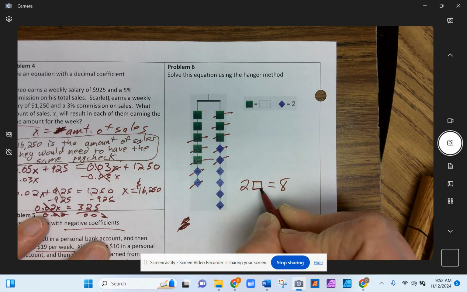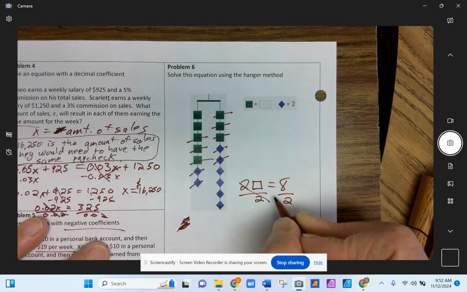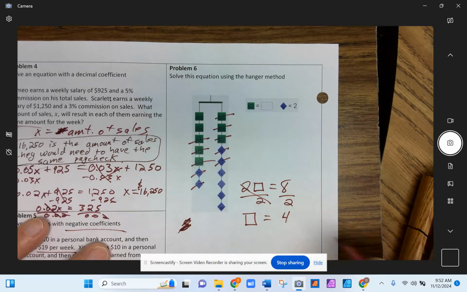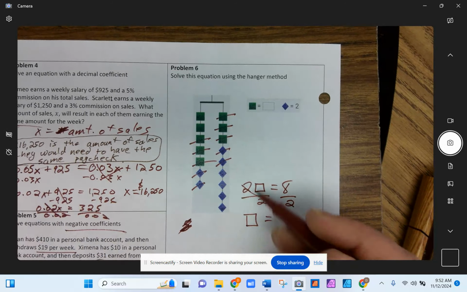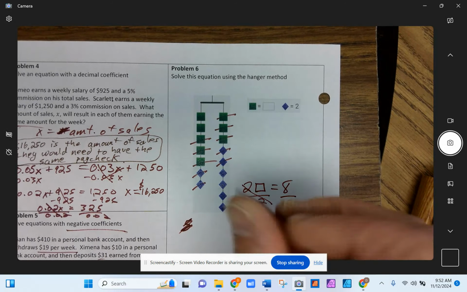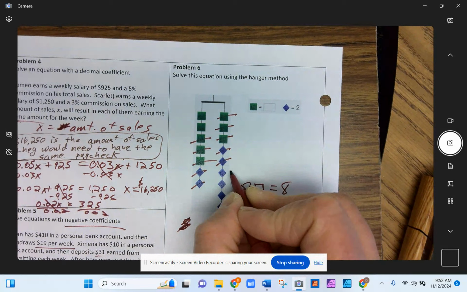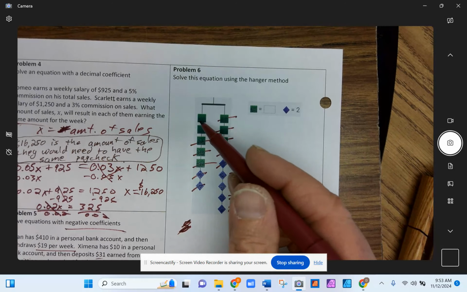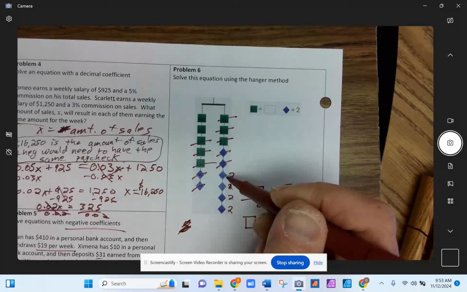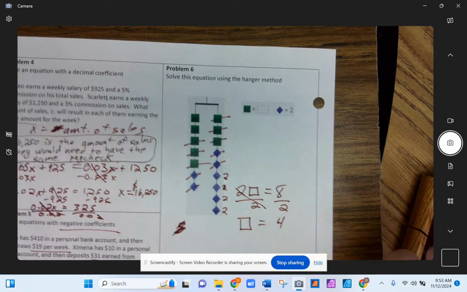So I have 2 times this, right? To balance that equation, I'm going to divide by 2, and I get my box is worth 4. So basically the hanger method allows me to simplify ahead of time before actually doing the math. But I could also think about it as having 1, 2 right here, and I know this is 2, 2, 2, 2. So that's 8 right there. So that's two boxes per 8 of these, so we get boxes are 4.